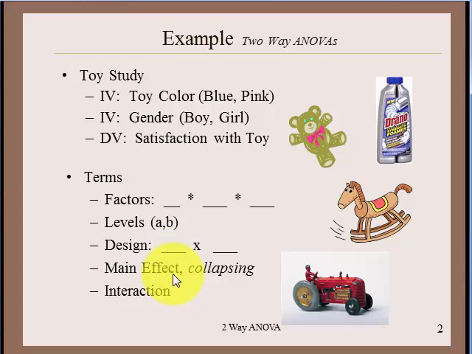All right, and then there are 2 kinds of effects we can get. We can get a main effect, and that's when an independent variable directly affects the dependent variable. So there are 2 possible main effects, one for toy color and one for gender. And then there's also the interaction that's possible. An interaction effect means that the effect of one independent variable on the dependent variable depends upon the level of the other independent variable. So I'll say that again. An interaction is when the effect of one independent variable on the dependent variable depends upon the level of the other independent variable.